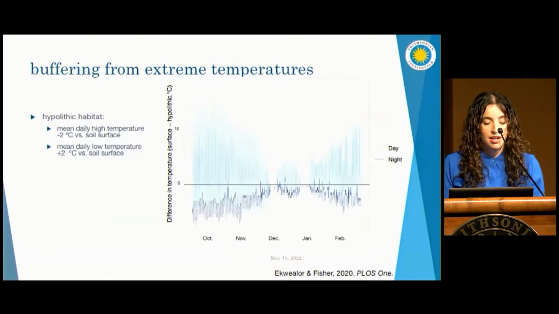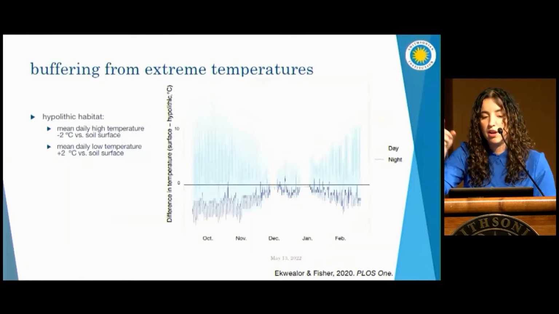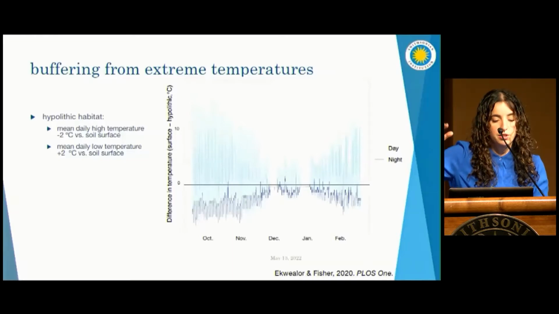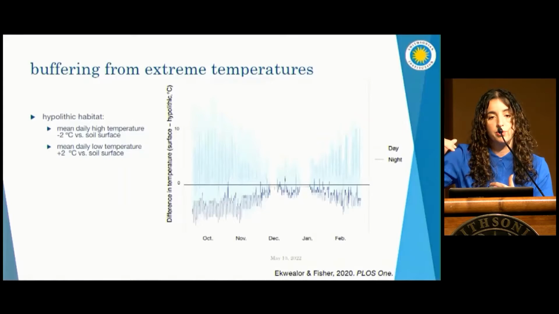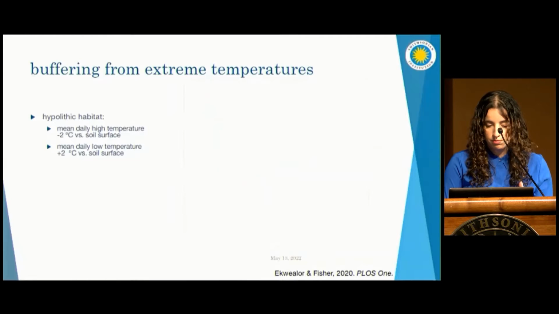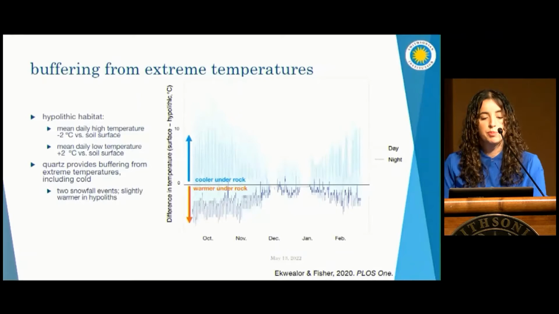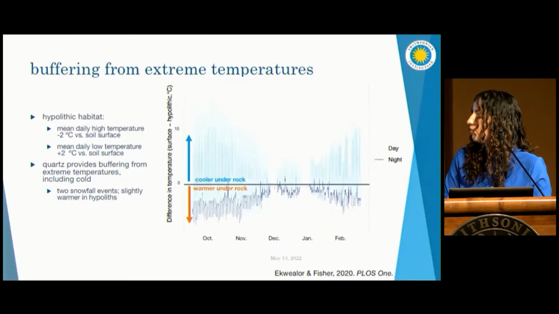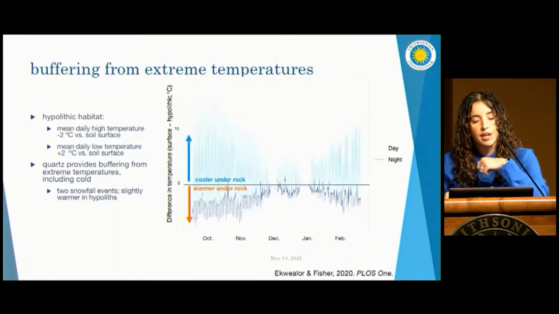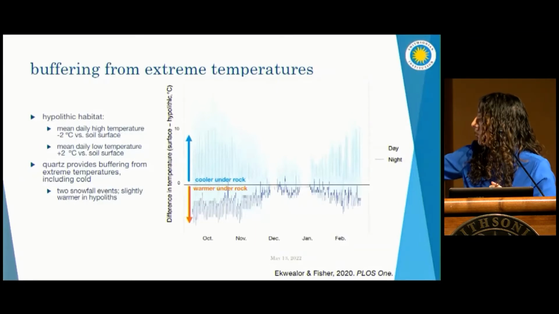Here we've got the data as a line, and when the line is light blue, it's a daytime hour, and when it's dark blue, it's night. The y-axis there is the difference between surface and hypolithic temperatures. So when it's right at 0, there's no difference between them. And when it's above that line, it's cooler under the rock, and when it's below, it's warmer under the rock. So as you can see, most of the time during the days, it's cooler under the rock, and at night, it's warmer under the rock. Except for these 2 periods where it levels out.